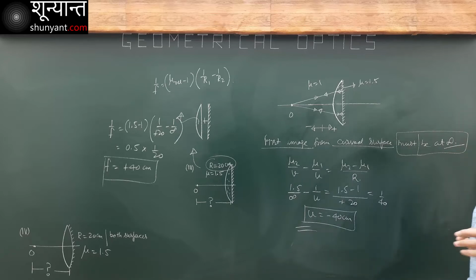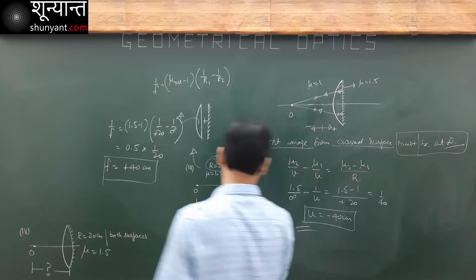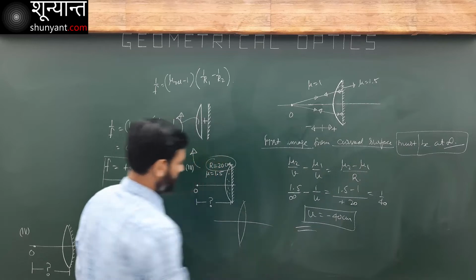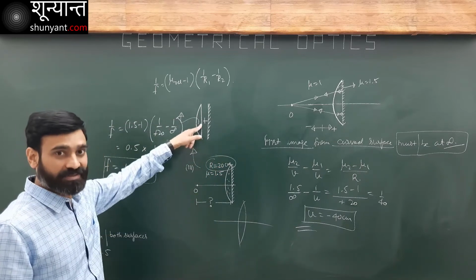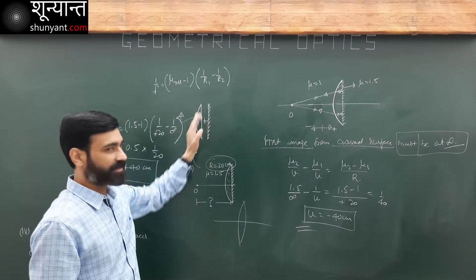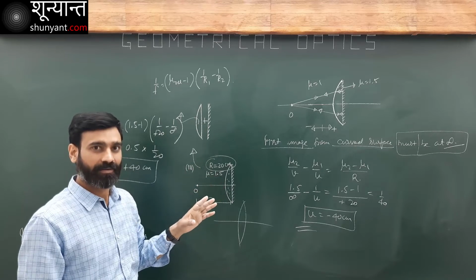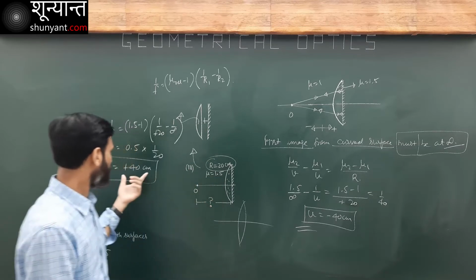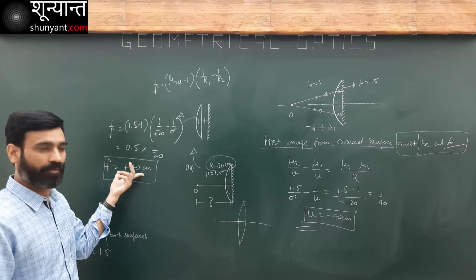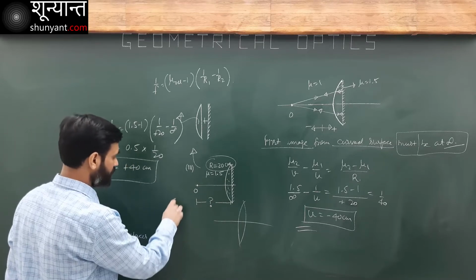I want my image at infinity. I have a lens, a convex lens. This also is a convex lens. Do not be confused about this plane surface, it does not matter. I have a converging lens. This is the focal length, plus 40. I can have a converging lens like this also.